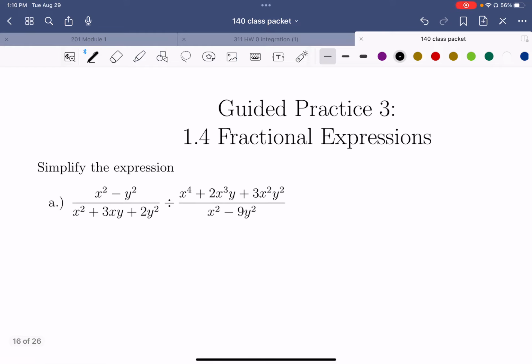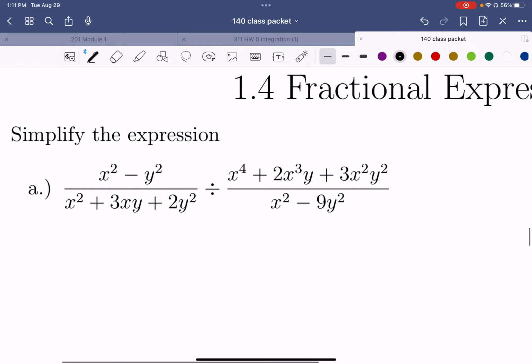Hi there, we are going to get started with the guided practice 3 from section 1.4 on fractional expressions. We've got 4 examples to go through here, and we start with one involving division.